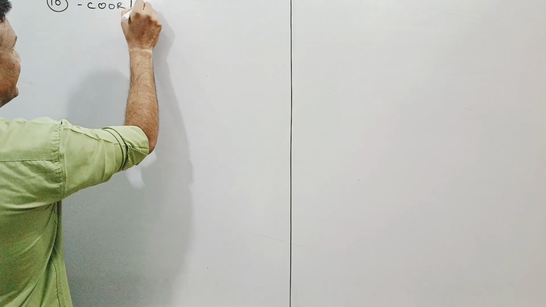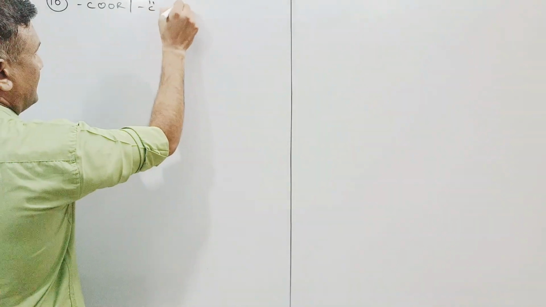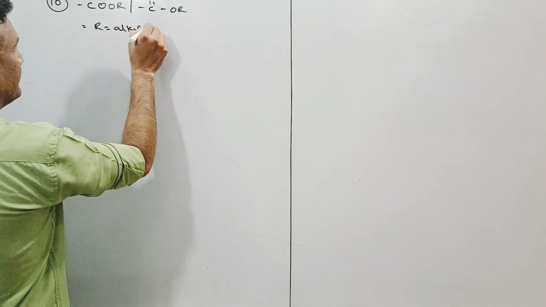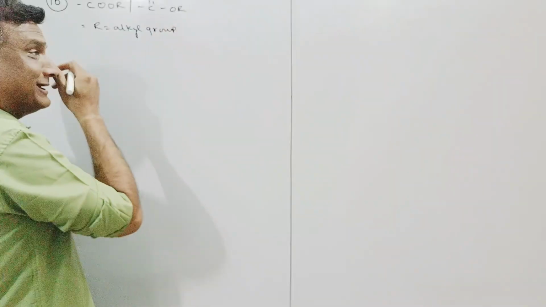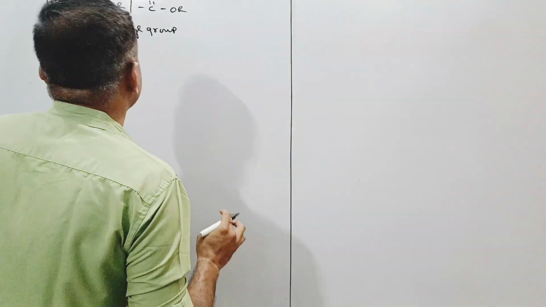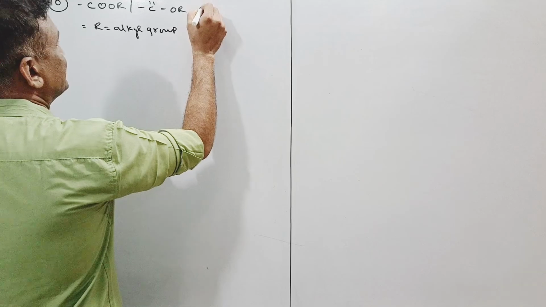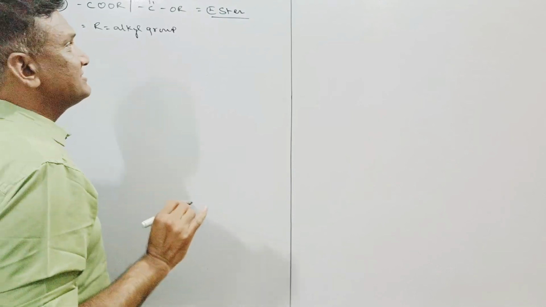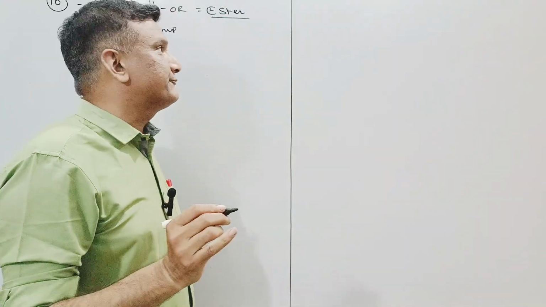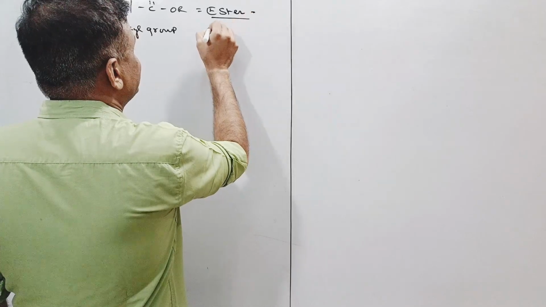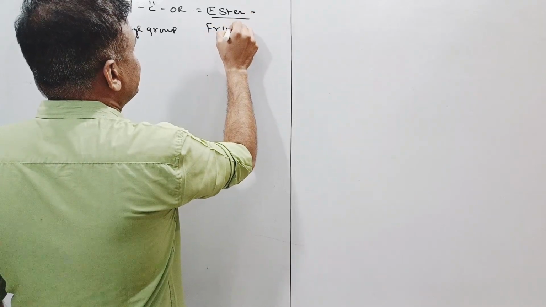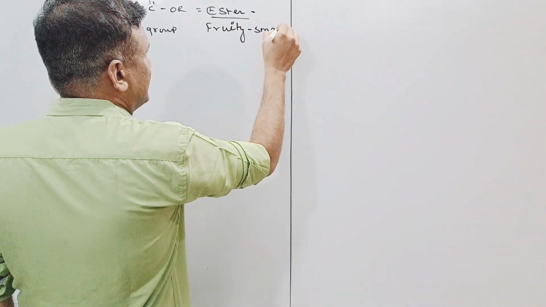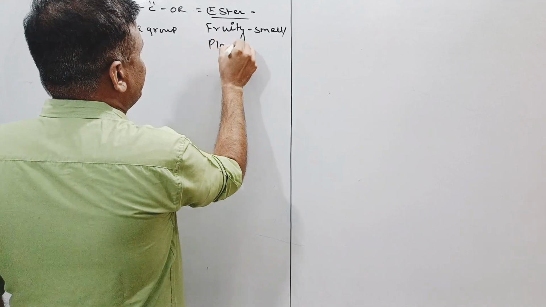COOR. It can be written as follows: COOR, where R is an alkyl group, any alkyl group, methyl, ethyl, propyl and so on. If you go with this group, then it is called an ester. The distinguishing feature of esters is the fruity smell: esters always give a fruity smell, which is also known as a pleasant odor.